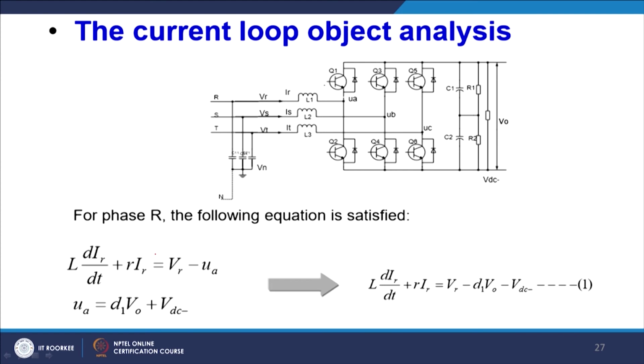Ultimately you can write it out for the phase R, or equivalent to A. That is L dI/dt plus R I equal to V R minus U A, where U A is the pole voltage of this leg A. Similarly, U A equals the duty cycle D 1 times V D C, because if one switch is on, from there you can balance. So, this is your equation number 1: L dI/dt plus I R equal to V R minus D 1 V 0 minus V C.